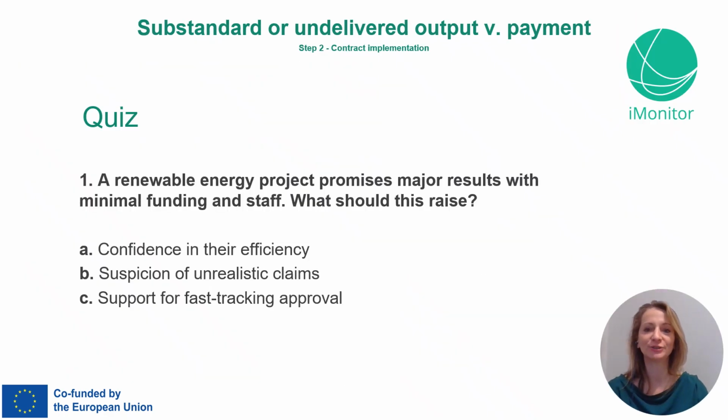Time for a short quiz. A renewable energy project promises major results with minimal funding and staff. What should this raise? A. Confidence in their efficiency? B. Suspicion of unrealistic claims? Or C. Support for fast-tracking approval? The correct answer is B, because overpromising with limited resources often signals false claims or misrepresentation.